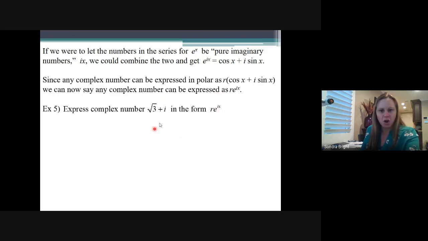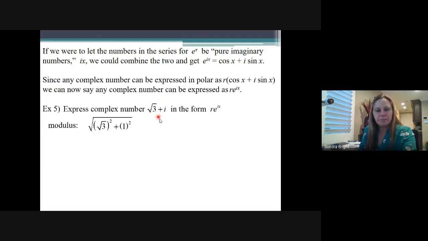So let's express this complex number in the form r times e to the ix. All right, so what we need is r, and then x is the argument or the angle, right? And we'll do it in radians. All right, so how do you find r? Do you remember that was called the modulus? Or it's Pythagorean theorem. It's the distance from the origin out to that point, right? It's the square root of 3 squared plus the number in front of i is a 1, so plus 1 squared. You're just doing the square root of a squared plus b squared, which ends up giving you 2. So the modulus is 2, or that's your r.